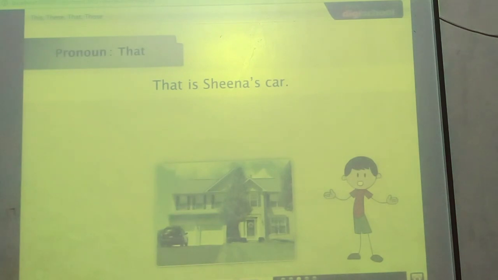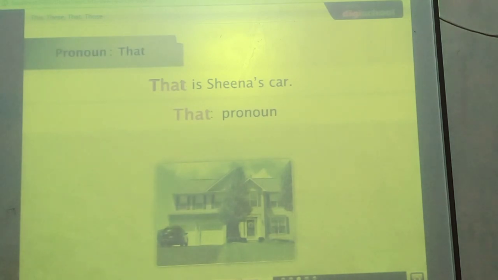Here's another example. That is Sheena's car. The pronoun that is used to point to the car that belongs to Sheena and is at a distance or is far from you. Remember, that is used to show only one noun that's far from you.